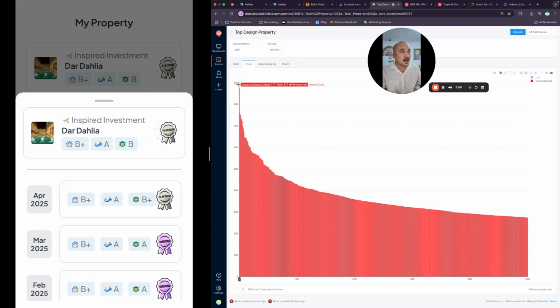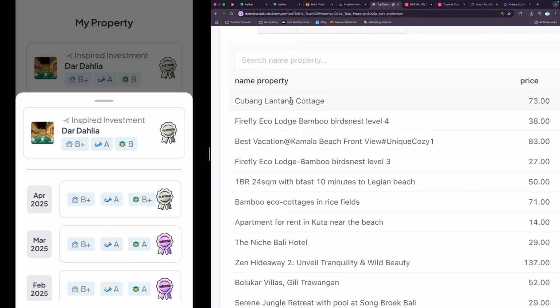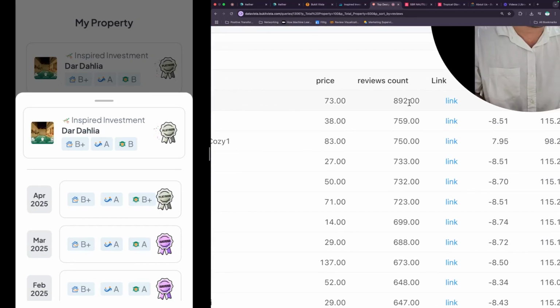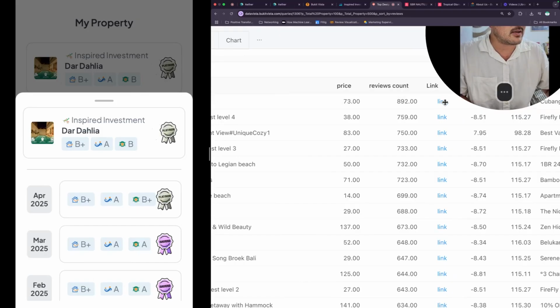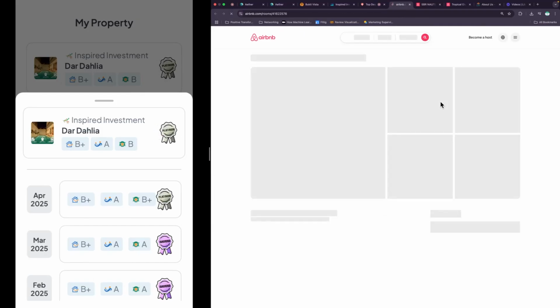This is called the Tuban Lantang Cottage. We will be able to access it using the table view here. Tuban Lantang over here, as you can see, corresponding to A3, but a staggering last recorded at 892 reviews. Let's open the link and see what's underneath.